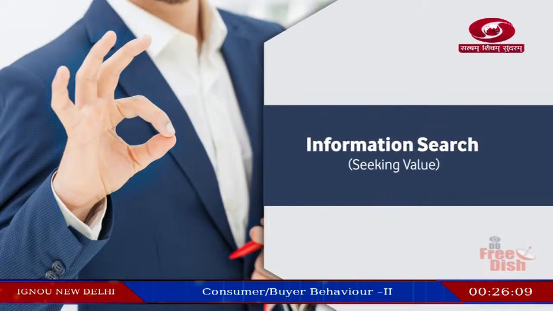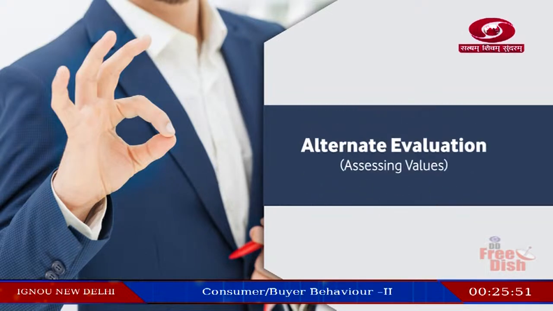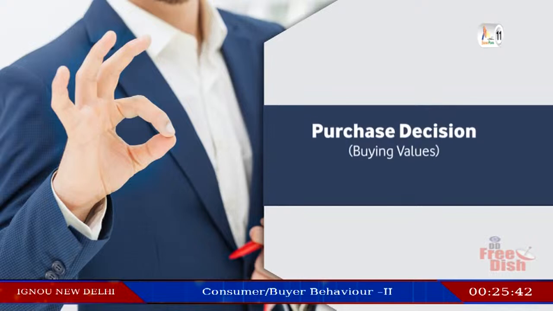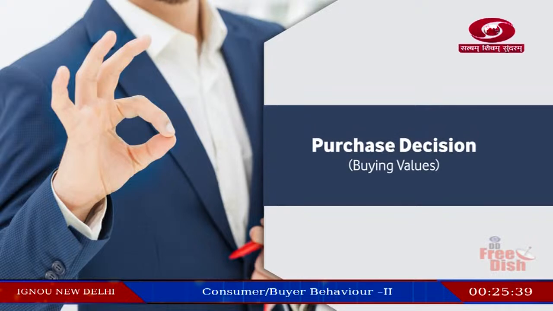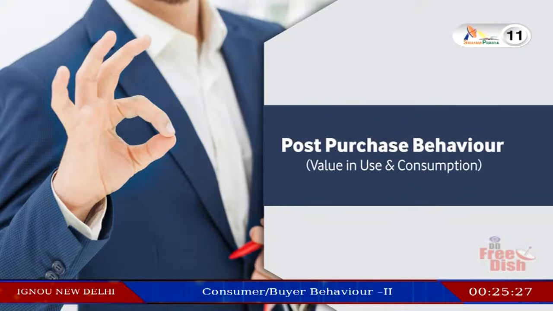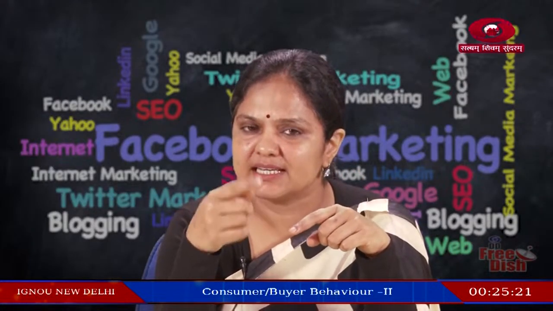Then the second step is information search. Now you start looking for options that can fulfill your need, that have utility or values to fulfill your need. That is why it is also called seeking value. Now you are seeking value in the market, whether there is some offering in the market or not. And then the third step is alternate evaluation. What are the various alternates available in the market? You start evaluating and assessing them, and then you make the purchase decision. Then you are going to buy the value of the offering. And then comes your post-purchase behavior. Either you are dissatisfied, or satisfied, or delighted, right? Now let us discuss all these steps one by one in detail.